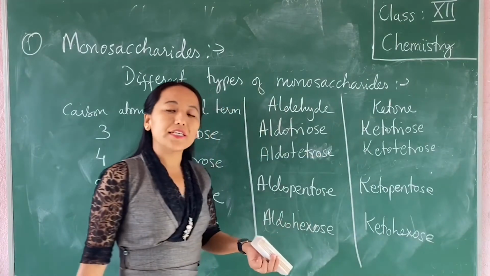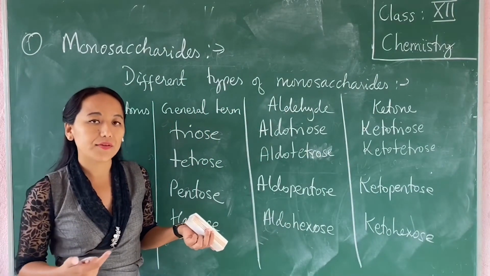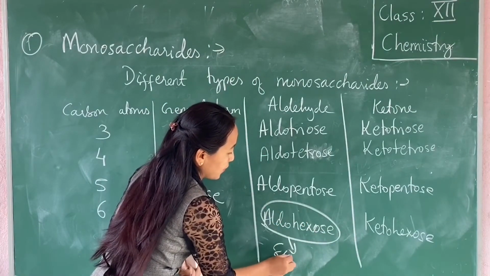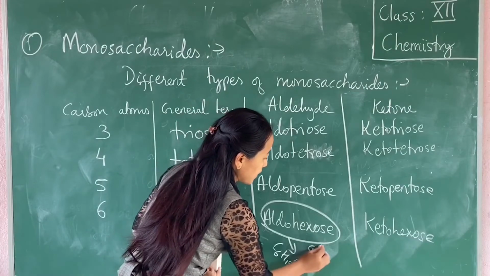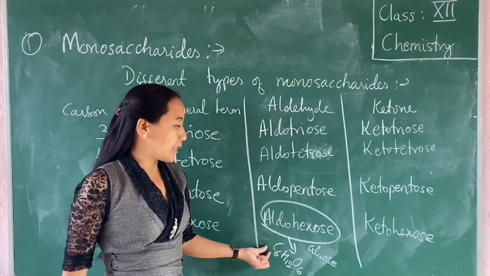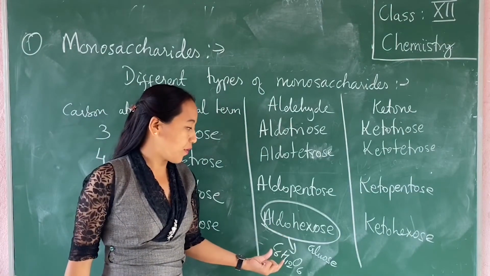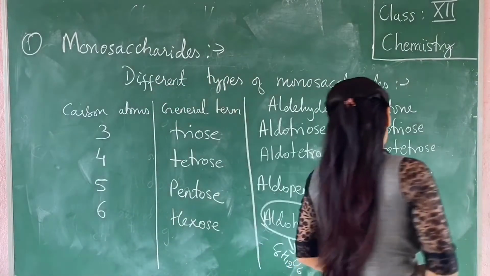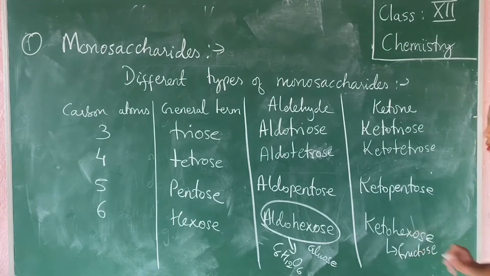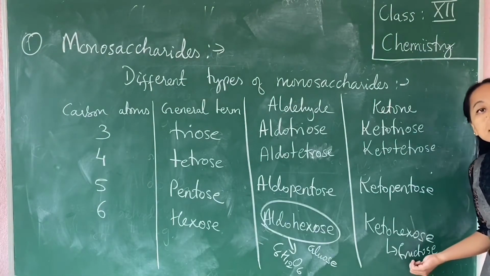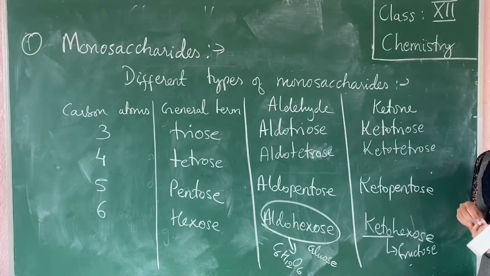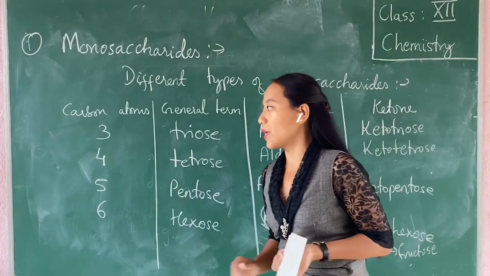So the 2 monosaccharides that we are going to study are glucose and fructose. Glucose is an aldohexose, C6H12O6, because it contains 6 carbon atoms and the functional group present is aldehyde. Whereas fructose is an example of ketohexose because this also contains 6 carbon atoms, but the functional group present is ketone. So this is about the different types of monosaccharides based on the number of carbon atoms present.